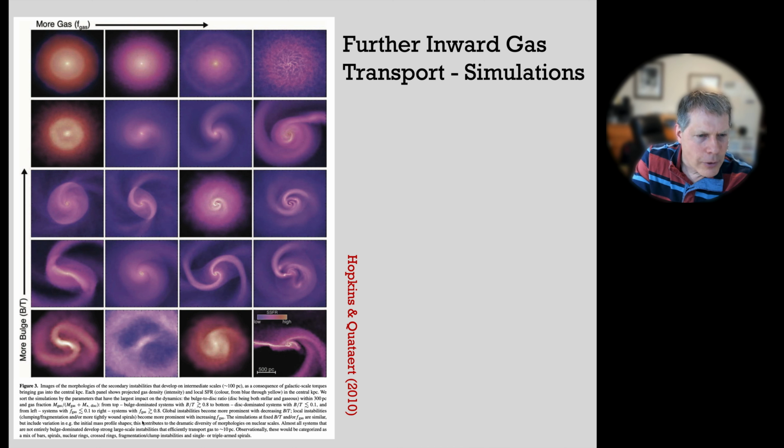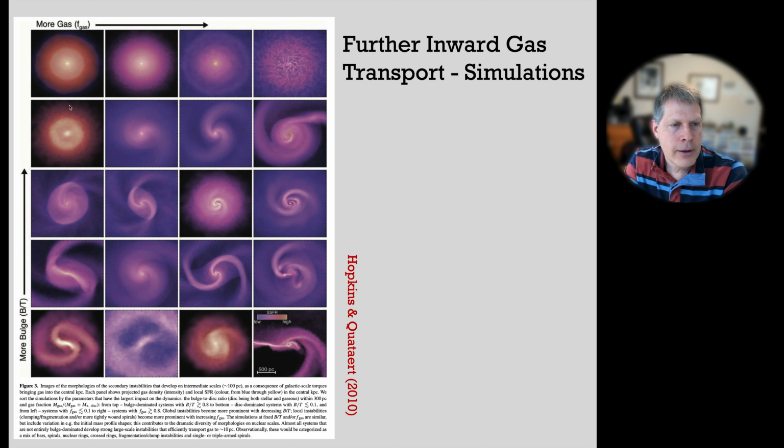No, that's the gas component. Sorry, the bulge component goes up to B over T is 0.8. And then here is the gas component, and more gas goes in this direction, where again, this is the mass of the gas divided by the total mass. And basically, you can see that for different parameter choices of the amount of bulge component and the amount of gas that's present, you can get a variety of different transport modes being responsible for funneling the material down to these small scales.